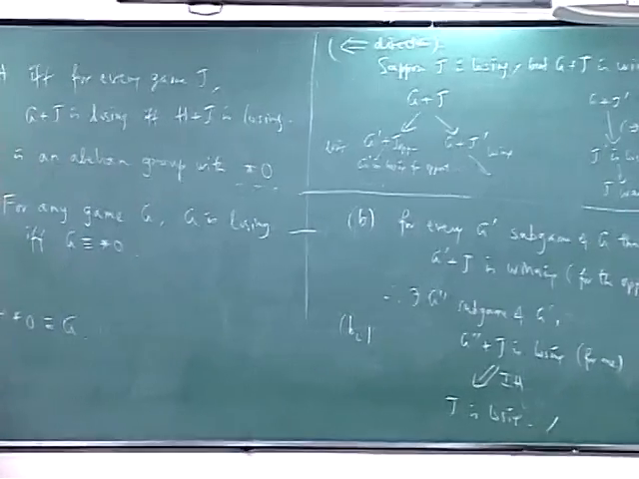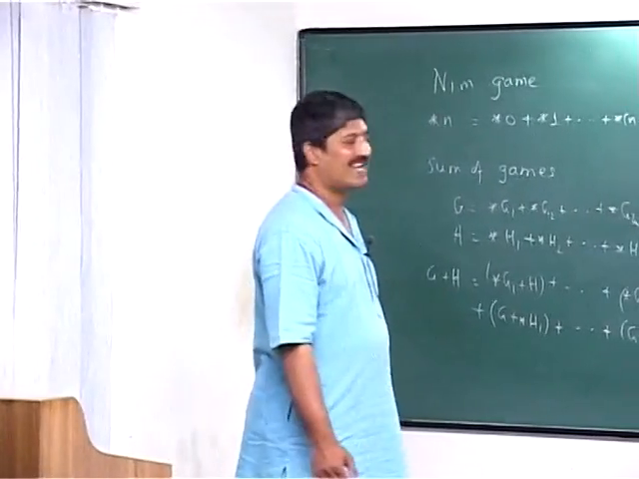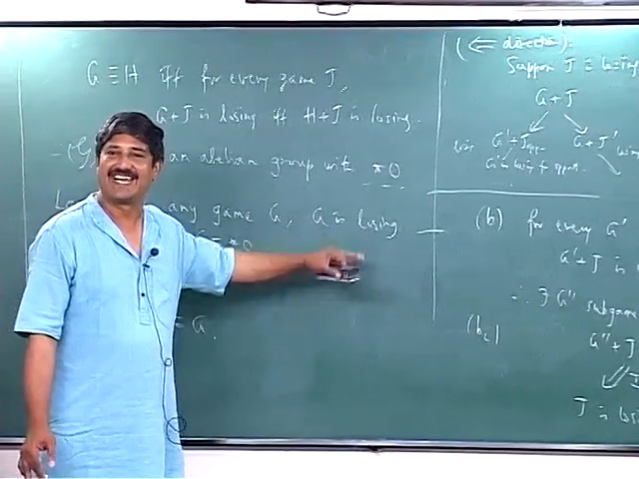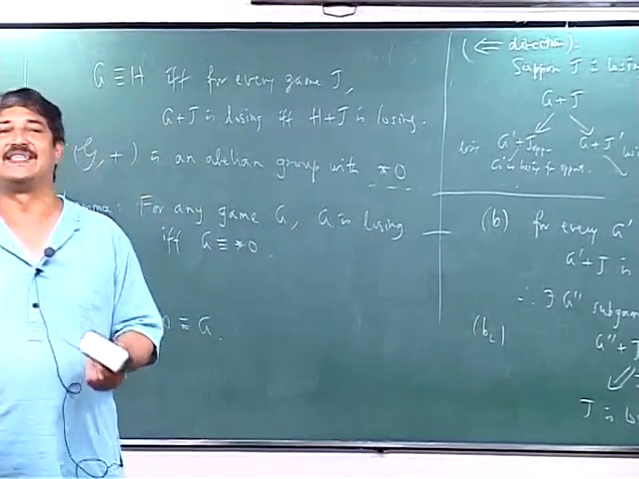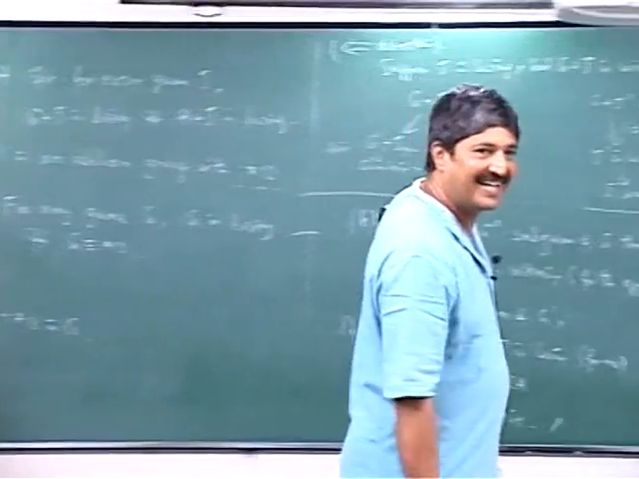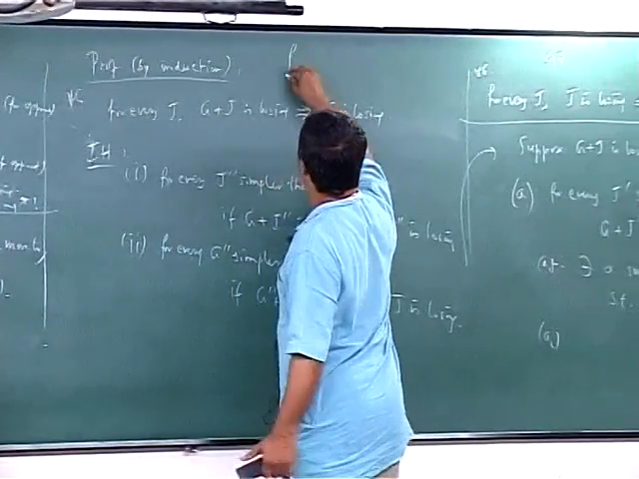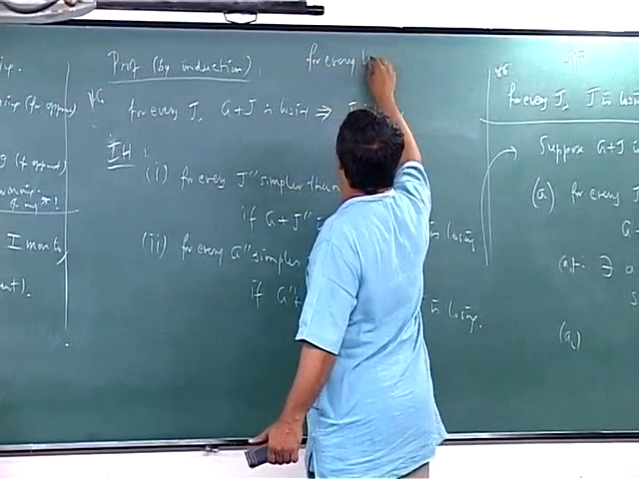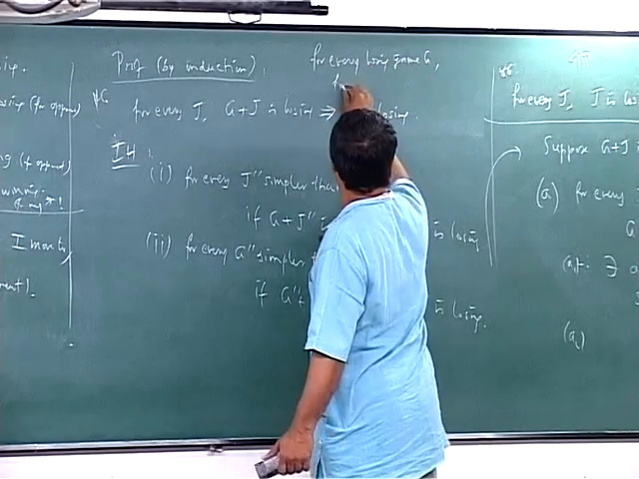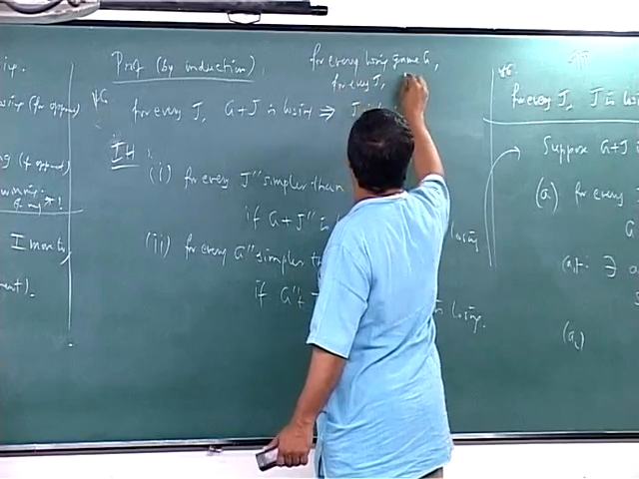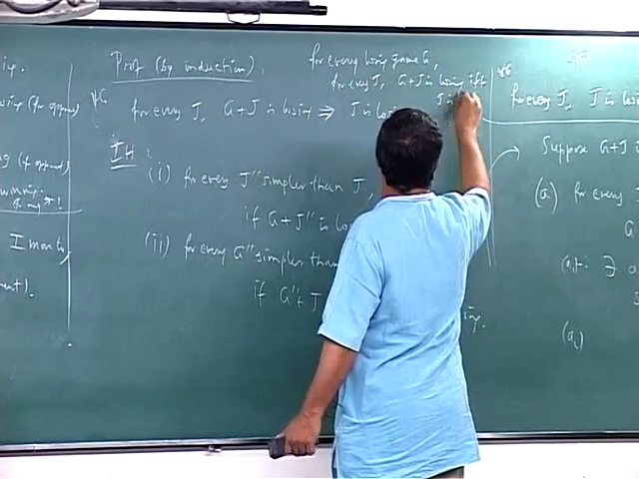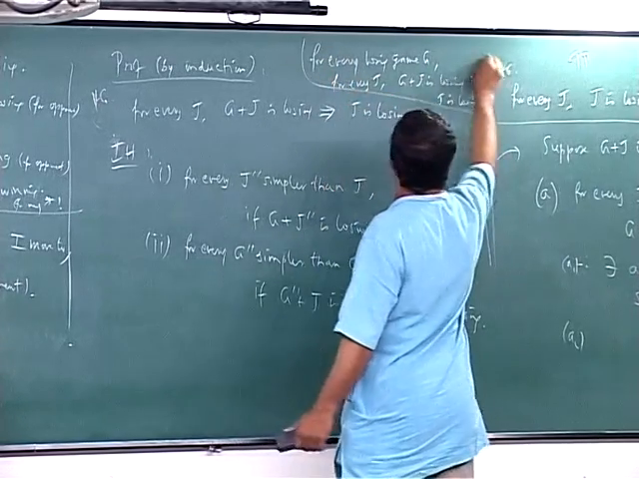So this is silly. I'm sorry. This whole thing I'm trying to prove only for a losing game, right? If G is losing, I am trying to show that G plus J is equivalent to J, right? So I am only trying to prove that for every losing game G and for every J, G plus J is losing if and only if J is losing. This is the statement being proved.